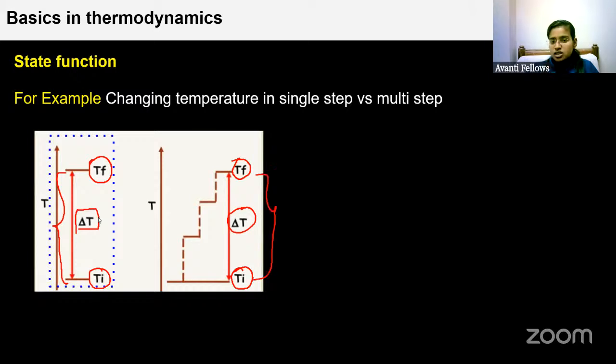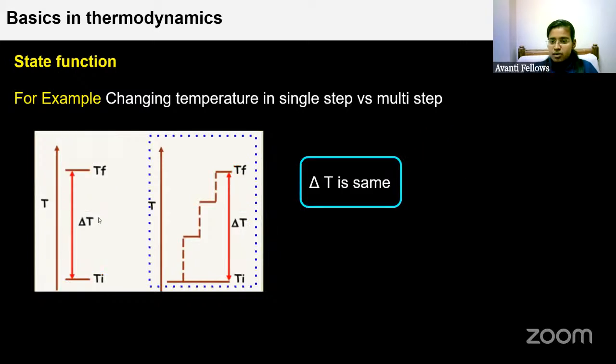Whether the reaction is taking place in a single step or in multiple steps, that doesn't matter. The temperature change, delta T, depends only on the final and the initial value. So such functions are called state functions. So what remains the same here? Delta T is the same for both.